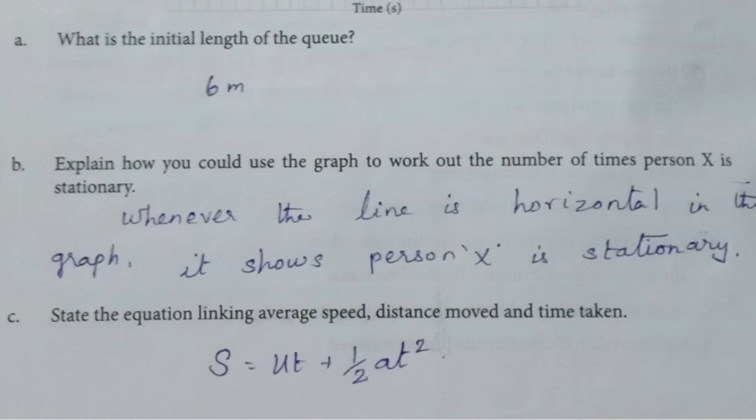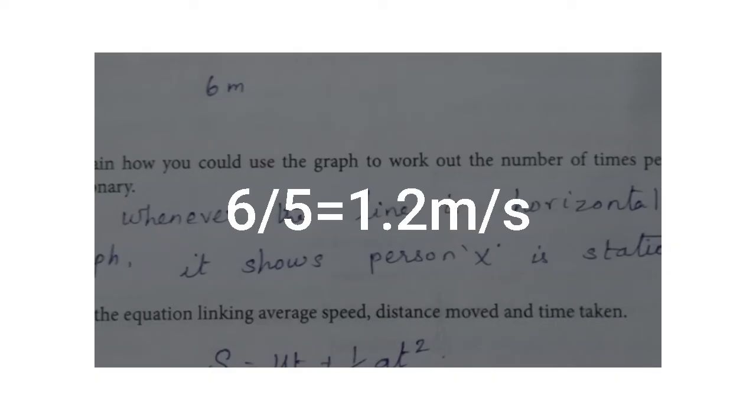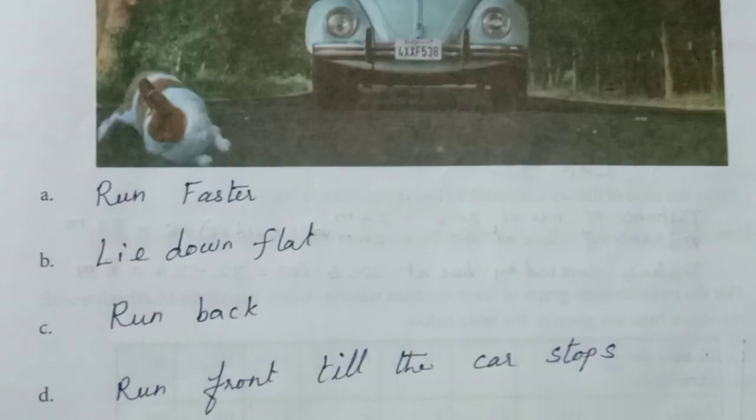Calculate the average speed of person X in the queue. Also mention the units of each entity. Speed is equal to distance by time. So 6 by 5 is equal to 1.2 meter per second.